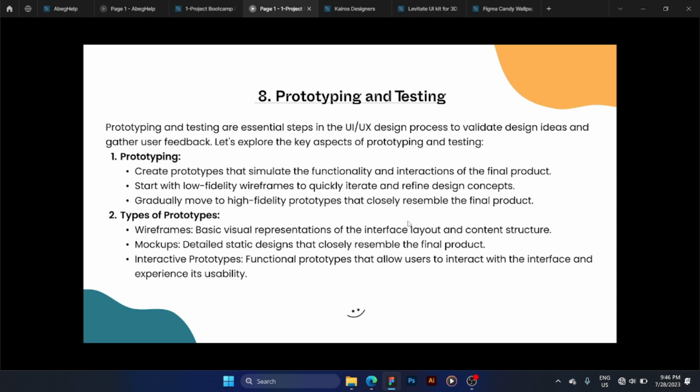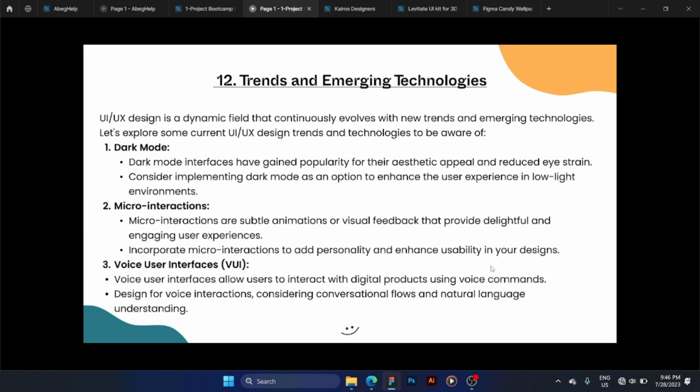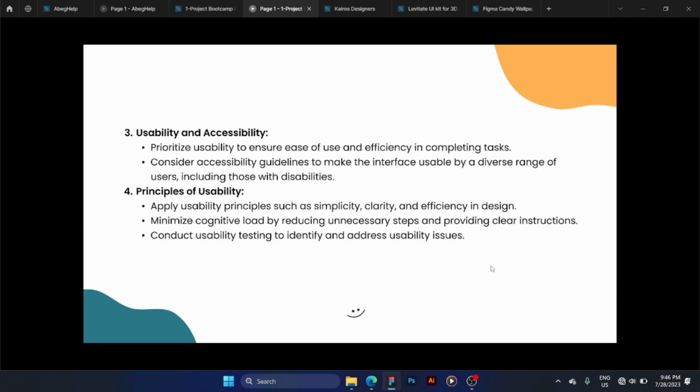All right. So number two is the types of prototypes. So number one is wireframe. Very good, wireframe. So wireframe is basic visual representations of the interface layout and content structures. All right, so you're just trying to show, let me see if I can show you a picture of wireframe. I think I have one.